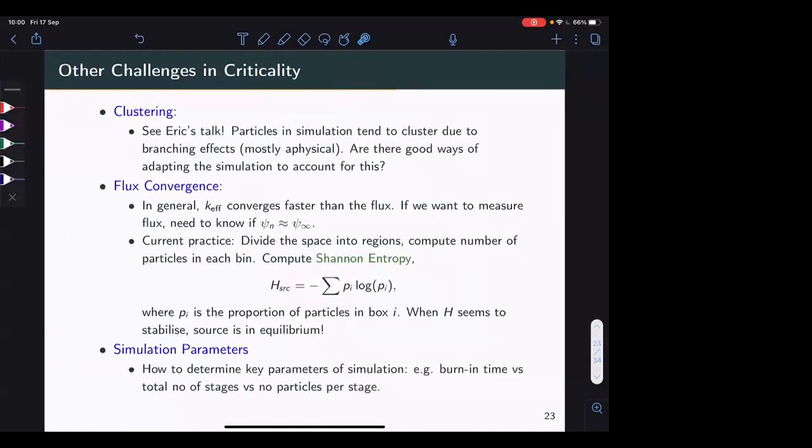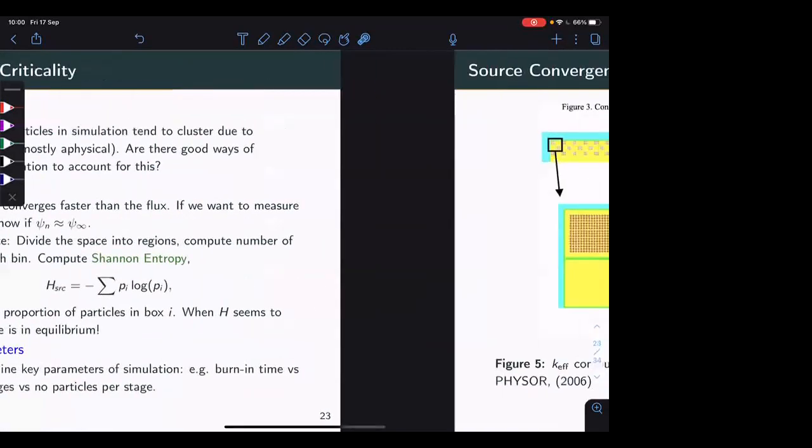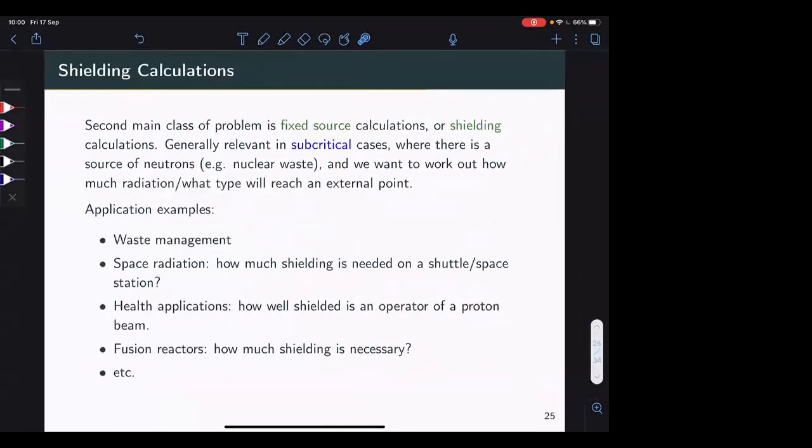So that's one challenge. The other thing is just how do we fix a lot of these parameters in different problems? There are rules of thumb, but I think there's a lack of theory to justify or explain some of this.